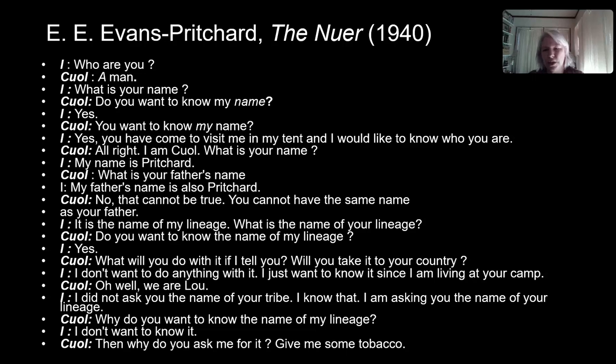Evans Pritchard says, "Who are you?" Kuhl answers, "A man." "What is your name?" "Do you want to know my name?" "Yes." "You want to know my name?" "Yes. You have come to visit me in my tent, and I would like to know who you are." "All right, I am Kuhl. What is your name?" "My name is Pritchard." "What is your father's name?" "My father's name is also Pritchard." "No, that cannot be true. You cannot have the same name as your father." "It is the name of my lineage. What is the name of your lineage?" "Do you want to know the name of my lineage?"